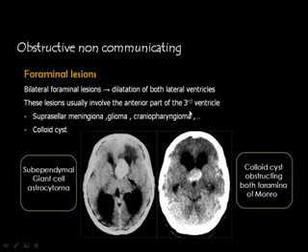Then what are the causes of bilateral foramen of Monro obstruction? There are many reasons that can obstruct the foramina on both sides. One of the most important lesions is the colloid cyst, and the colloid cyst is a midline lesion which is centered to the foramina of Monro and the anterior part of the third ventricle. Then you get dilatation of both lateral ventricles, but the third is not dilated.